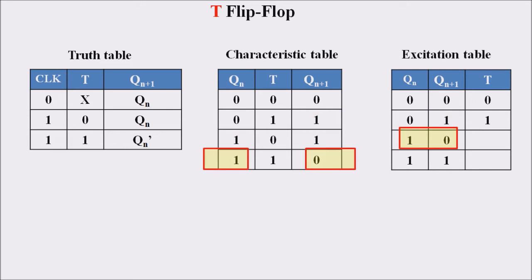And if we are moving towards the third case, that is the excitation table with Qn as 1 and Qn plus 1 as 0. So this is marked in the characteristic table, and here the value is T equal to 1. Thus the output of this excitation table will be 1. And finally, if we are moving towards the 1 1 condition, Qn equal to 1 and Qn plus 1 equal to 1 is represented in this characteristic table. Here the output value is T equal to 0. Thus the output of the excitation table is 0. So my dear students, this is the excitation table of the T flip-flop.